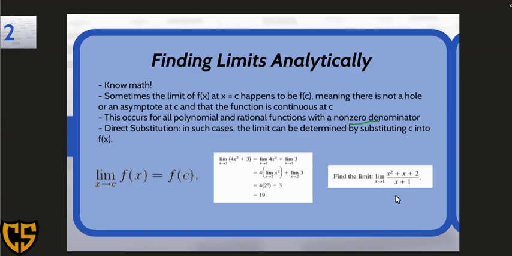So if the denominator does not become zero, we could directly substitute the values. The limit can be determined by substituting some value, our c for example, into the function of x, considering that the denominator is a non-zero value.